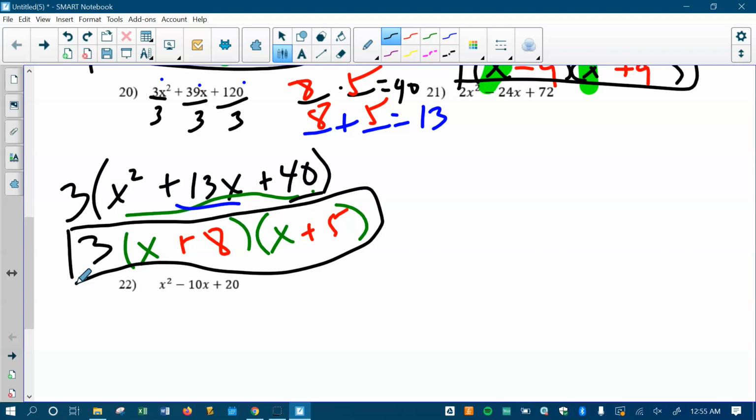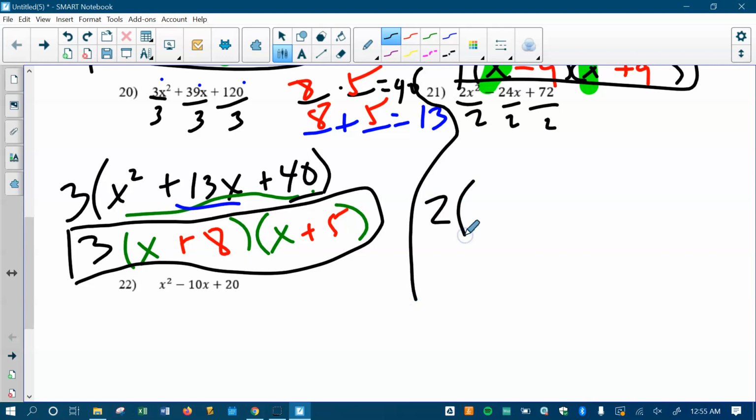Let's go into 21. Now 21 looks a little bit tricky, but all the numbers are even. And if all the numbers are even, that means I can actually take a 2 out of each one of these. And let me just put a little line here so we can separate our work. So now I'm going to put my 2 on the outside of the parentheses. And I get an x squared when I do 2 divided by 2. 24 divided by 2 is a 12, and there's a minus sign with it. 72 divided by 2 is 36, and there's a plus sign with it.